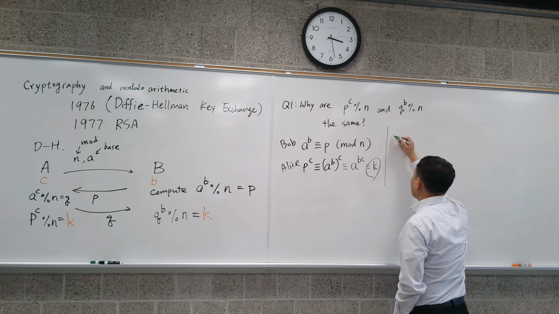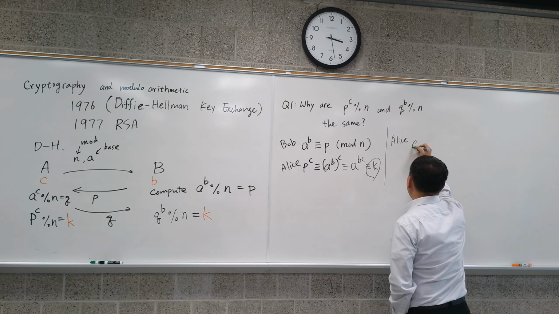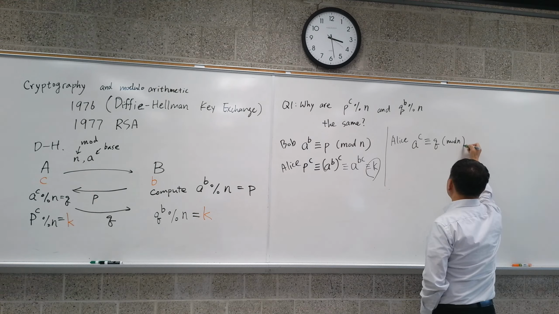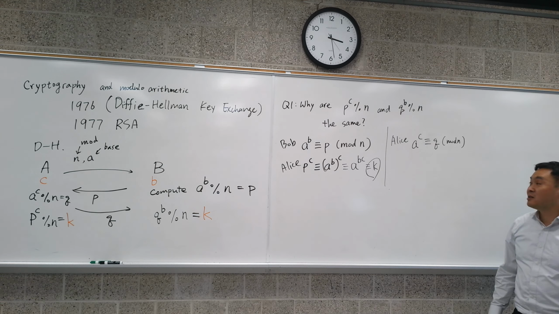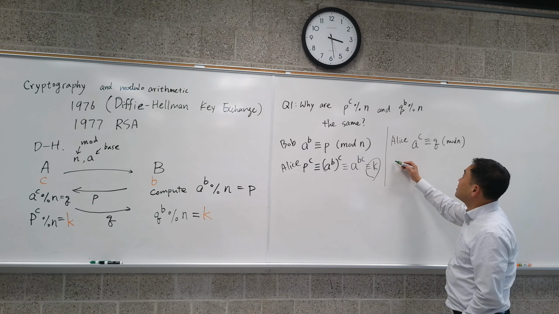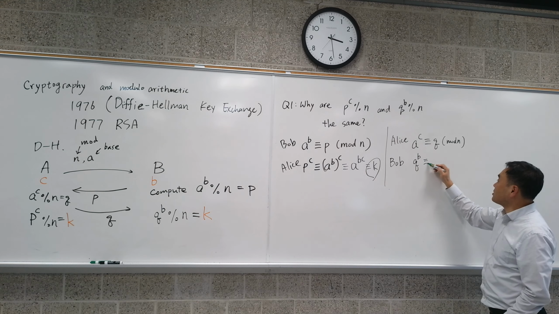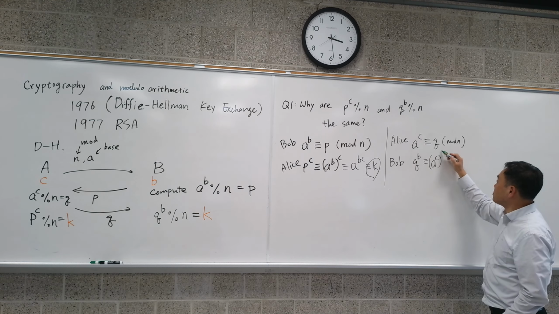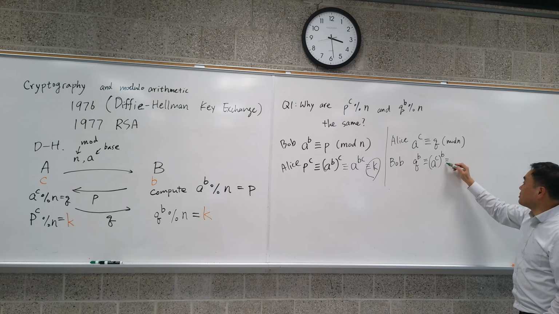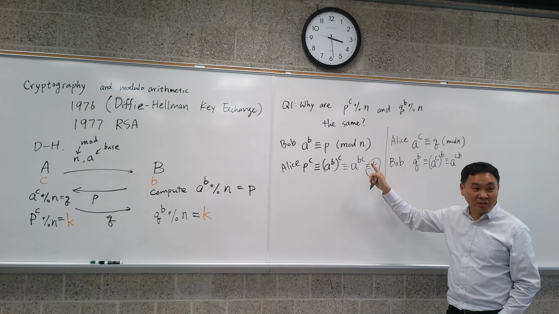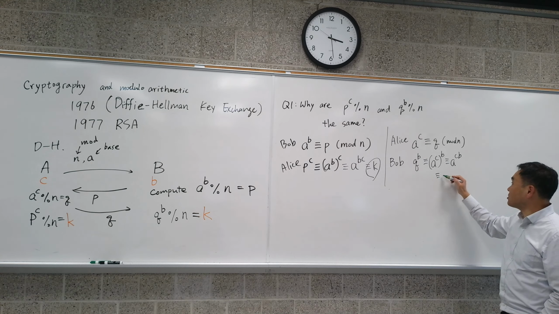On the other hand, when Alice computes A to the C and names it as Q, this is mod N, right? And then you have Bob receiving this number Q and taking it to the Bth power, but that's the same as A to the Cth power to the B power, which is the same as A to the C times B. But look, C times B is the same as B times C, right? So you end up having the same number.